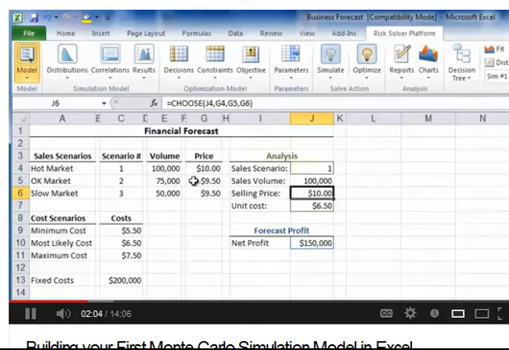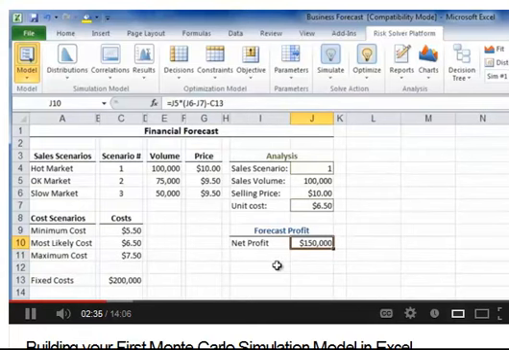So for sales scenario 1, it's put in 100,000. For selling price, it put in $10. I can change the sales scenario from 1, 2, or 3 and have the sales volume and selling price automatically update. For unit cost, I made it equal to C10, which is my most likely cost. And for net profit, I put in a formula, which is essentially the sales volume times the difference between the selling price and the unit cost, minus fixed costs.